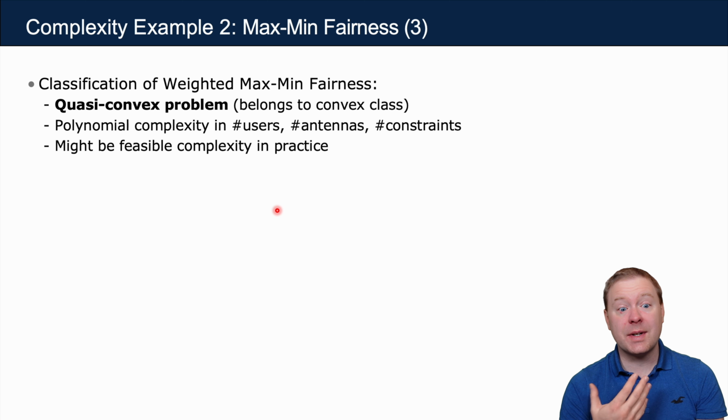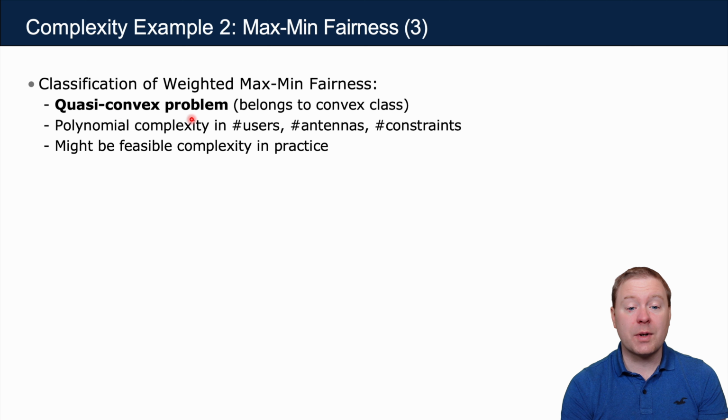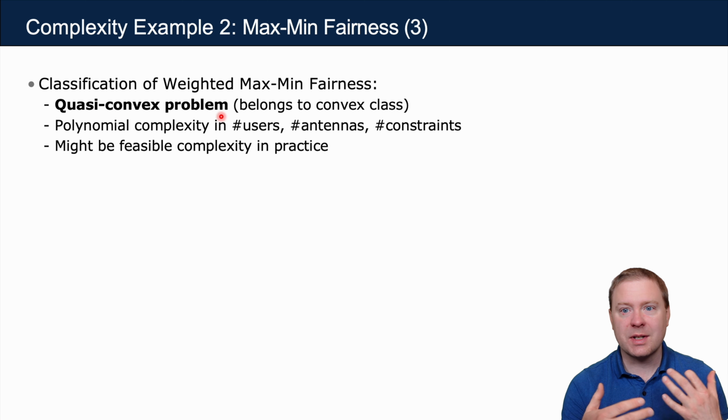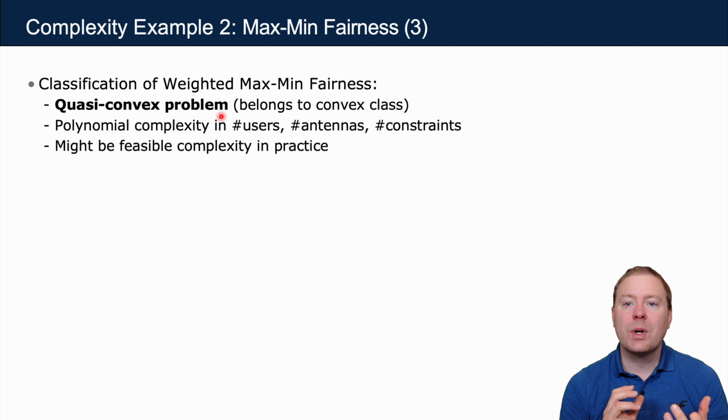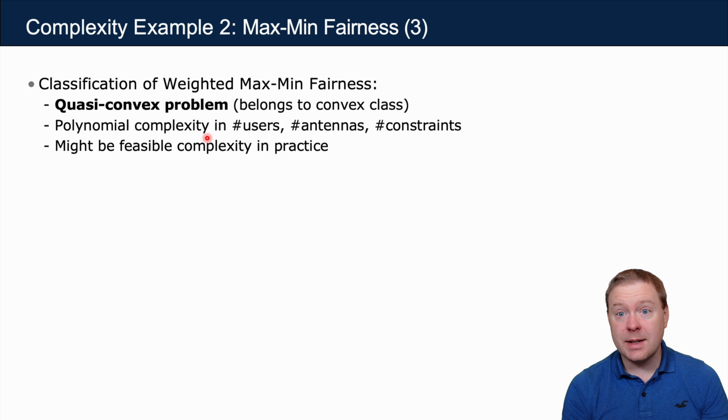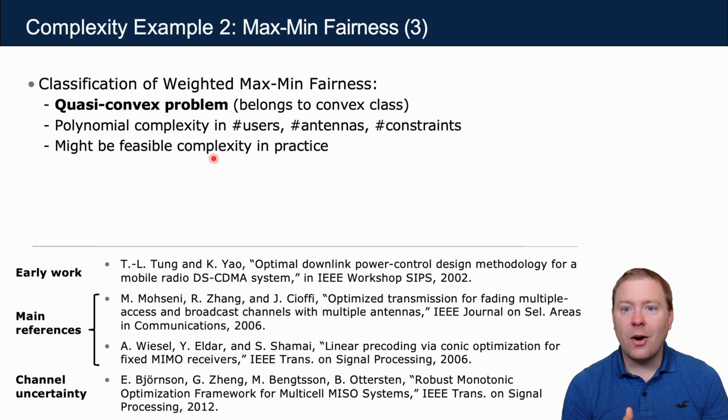In terms of classification, this is a quasi-convex problem which belongs to the convex class in a sense, because we are solving a sequence of convex problems to solve it. It has polynomial complexity in number of users, number of antennas, number of power constraints, and it might be feasible to solve something like this in practice. There is a long history of solving such problems, from some early works to some main references to cases where I've also been working on channel uncertainty when solving problems like this.